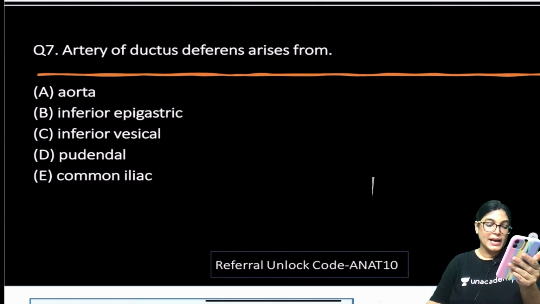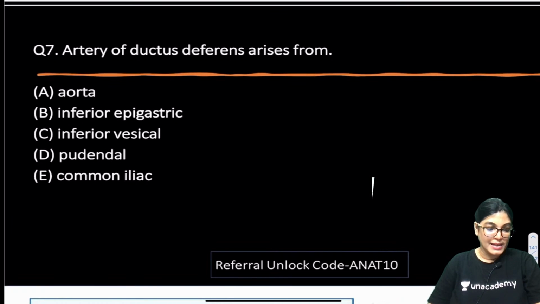Okay, everyone has understood. Artery of ductus deferens arises from which of the following: aorta, inferior epigastric, inferior vesical, pudendal, or common iliac. So it's a direct MCQ. I think most of you should give me the right answer.